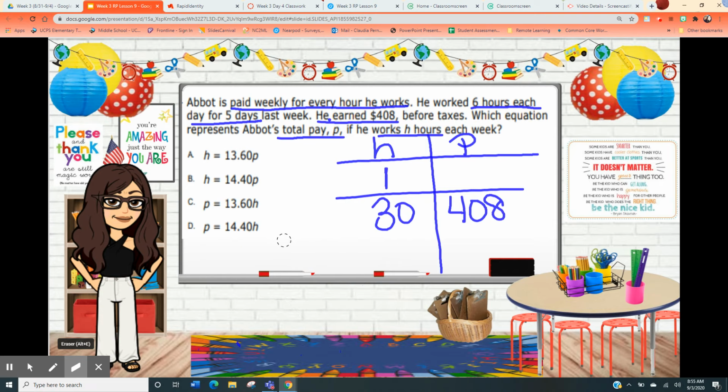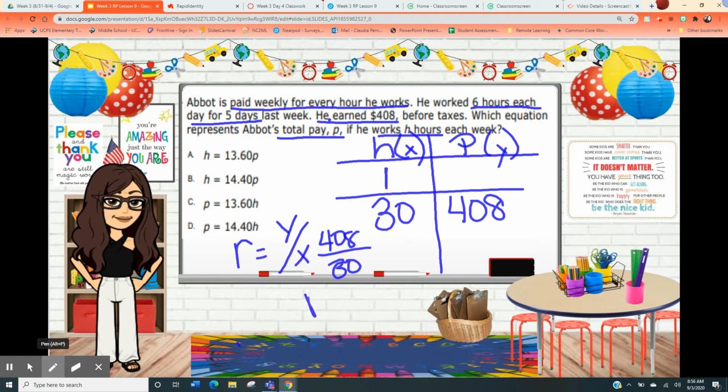So now I want to find my unit rate. So remember, unit rate is R equals Y over X. Or in this case, it would be P over H. So if I do 408 divided by 30, that would make my unit rate $13.60. Because remember, we're looking at money.